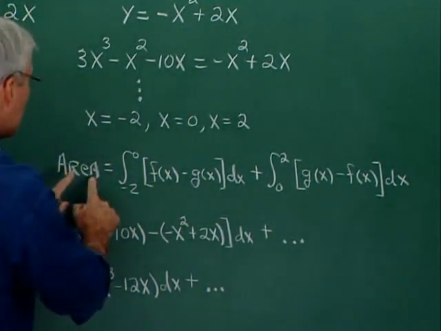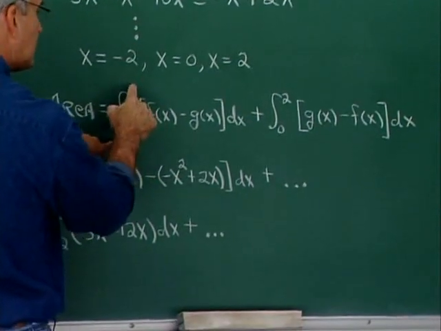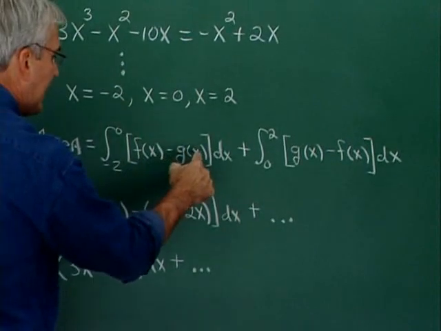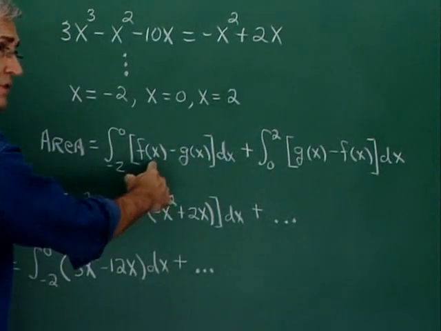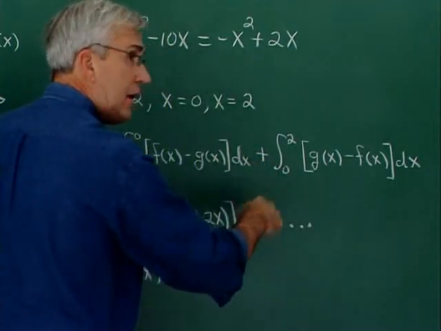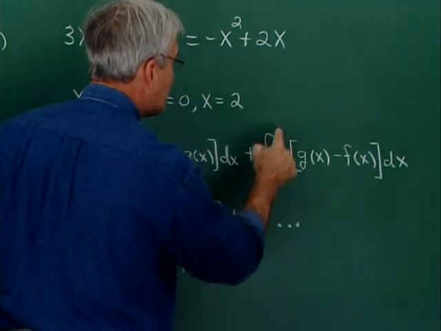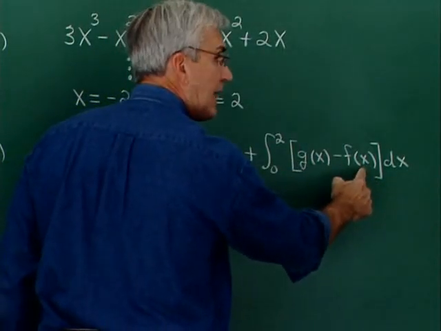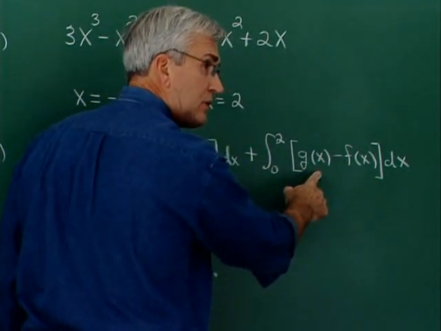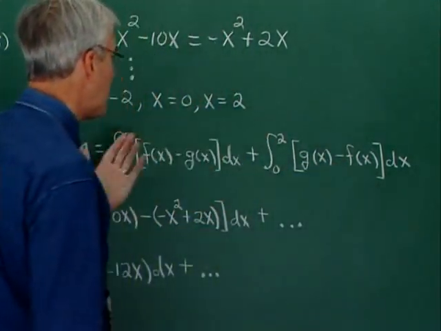So it's the area in the interval from -2 to 0 of f of x minus g of x, because f of x is the top function. You see, it's the top graph. And then we're going to add the area given by this integral in the interval from 0 to 2 of g of x minus f of x, because the g function has a graph which is above the f function in that interval. So that's how we proceed.